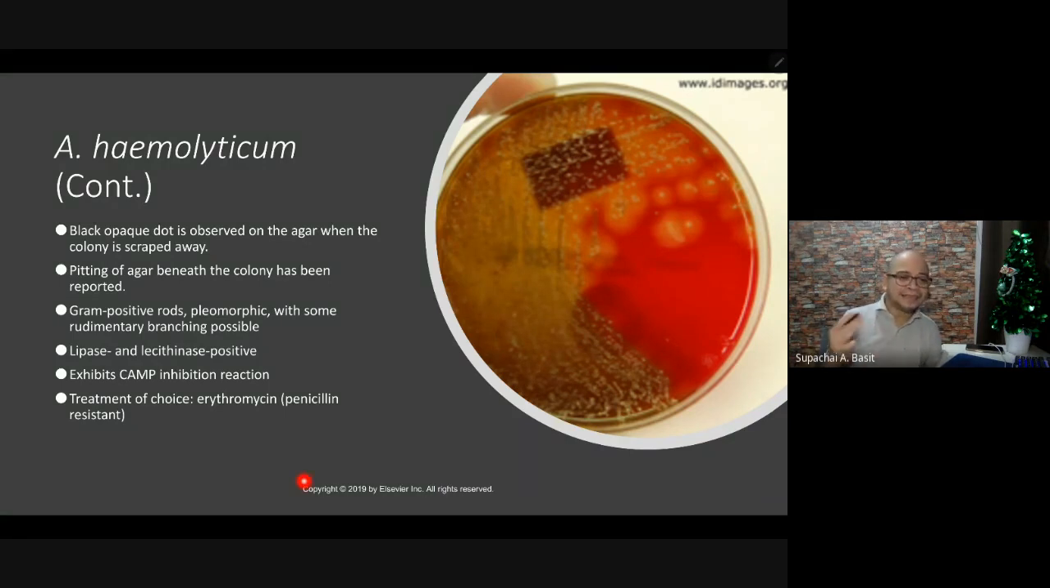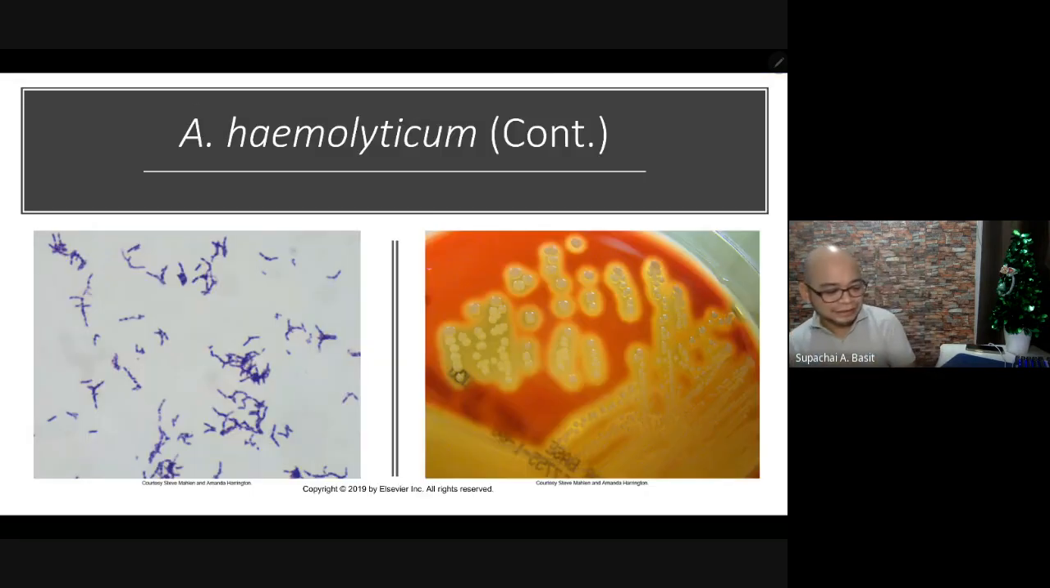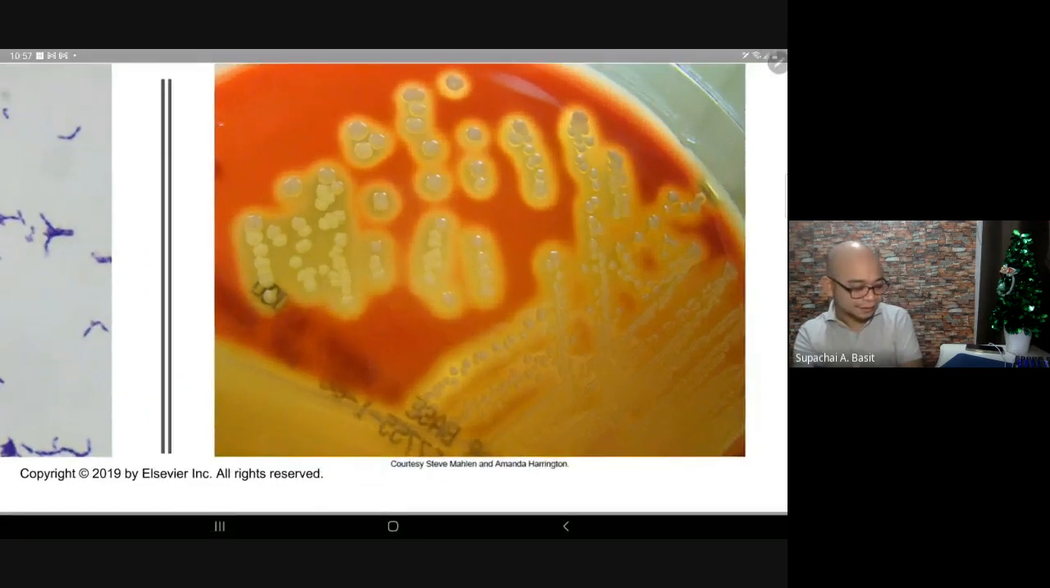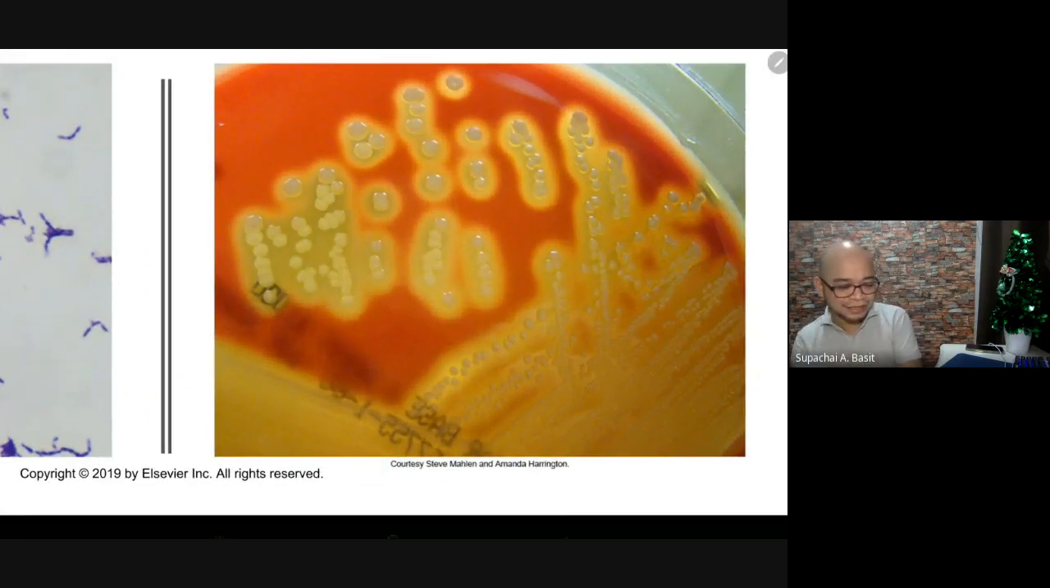So lipase test and lecithinase test is another test that will yield positive result. And sometimes their CAMP inhibition is also seen. And the treatment of choice is erythromycin, or for those bacteria that are penicillin resistant. So this is the Arcanobacterium hemolyticum. So some of them would be branching. So this is the blackening, if the colonies are being scraped away.